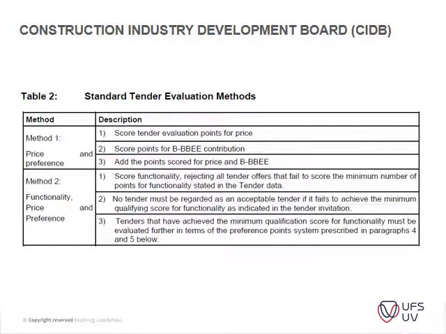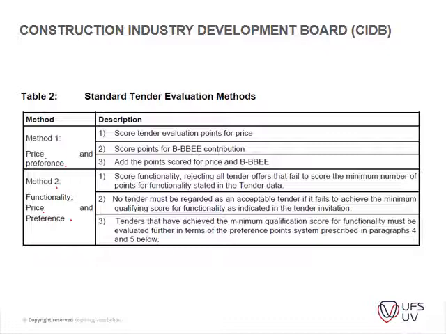Then we look at the standard tender evaluation methods. According to the CIDB, there's a couple of tender processes when looking at tenders. So you've got method 1, which looks at the price and preference. And then we've got method 2, which looks at functionality, price, and preference. So in short, if it's price and preference, it's only your price and then your BEE status.